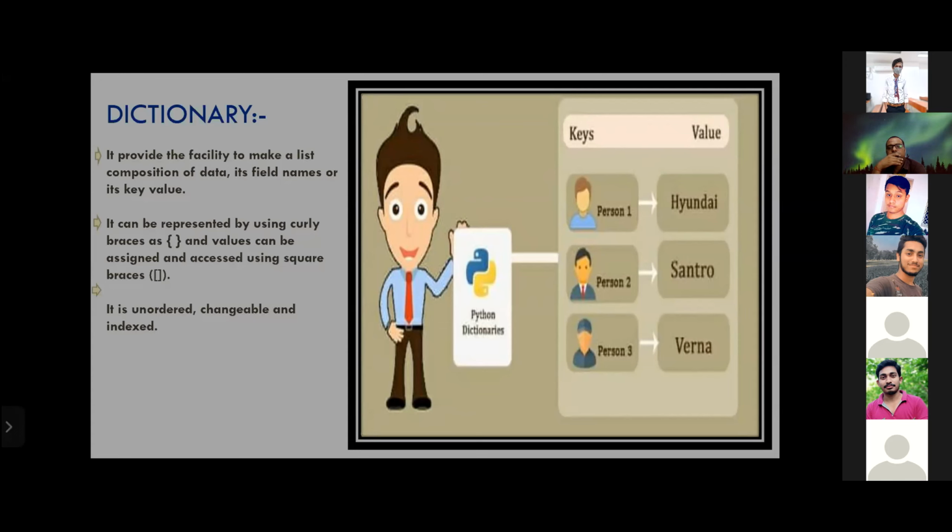First, it can be represented by curly braces, and values can be assigned by square braces. That's also.